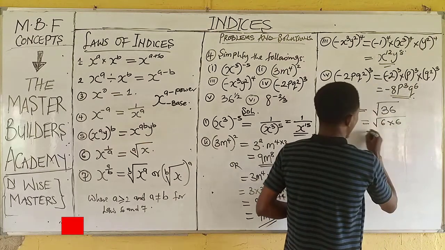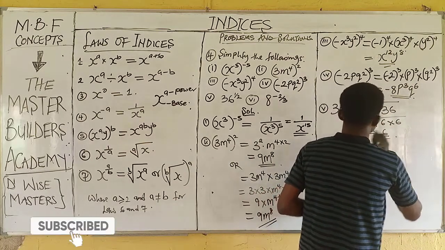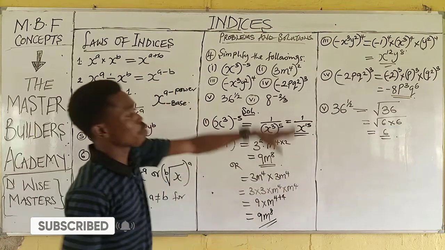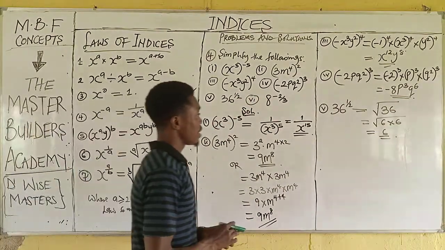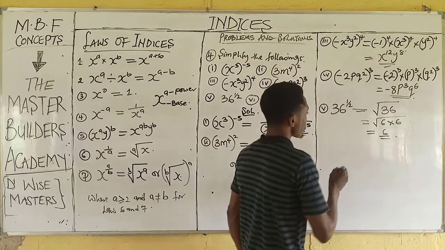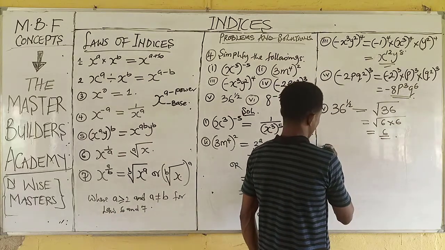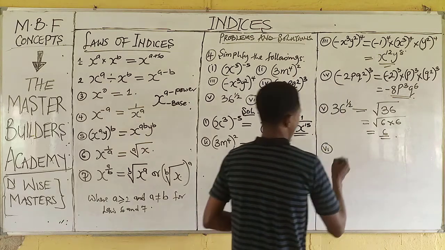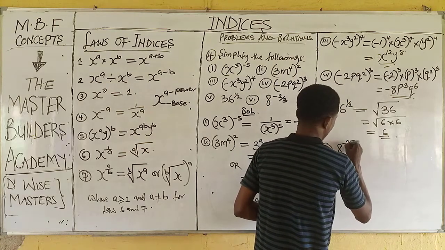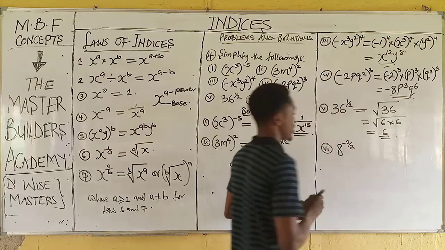All you need to do, pick one of the values, you are done. So that means the square root of 36 is 6. This boils down from indices. Alright, so we have 8 raised to the power minus 2 over 3.